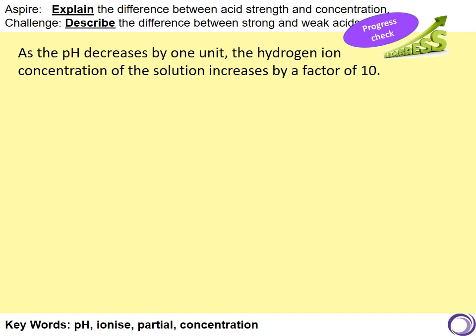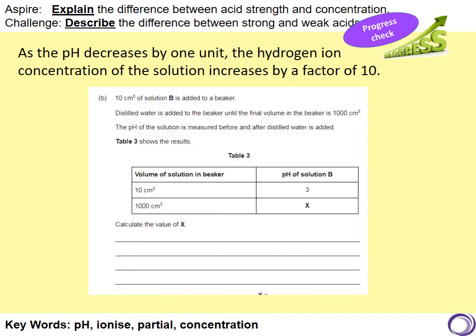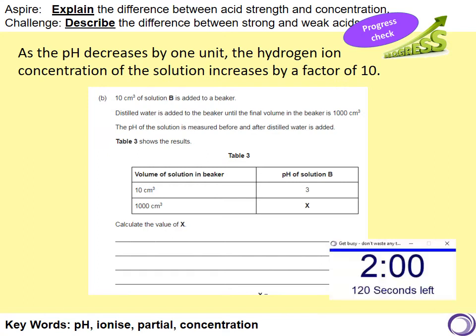Quick progress check now then, looking at an exam question that's previously been set. Here we have 10 centimetres cubed of solution B is added to a beaker. Distilled water is added to the beaker until the final volume of the beaker is 1000 centimetres cubed. So we started at 10 centimetres cubed and the pH of the solution was 3, and then we've added water until the beaker becomes full at 1000 centimetres cubed. So you need to now work out the pH of the final solution. 2 minutes.